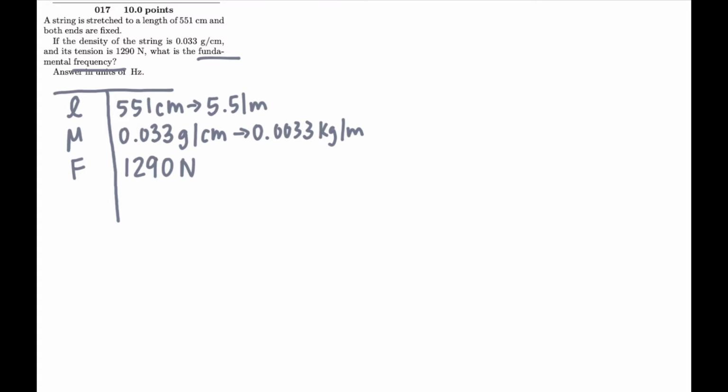Okay, so it gives us our length, which is 551 centimeters. Automatically, I converted that to meters because I know it has to be in meters. Gives us the linear density, which is 0.033 grams per centimeter. We need to convert that to kilograms per meter, okay? Because that's what linear density is measured in. And the force is 1,290 newtons. No converting there. Okay, so we need to find the frequency.